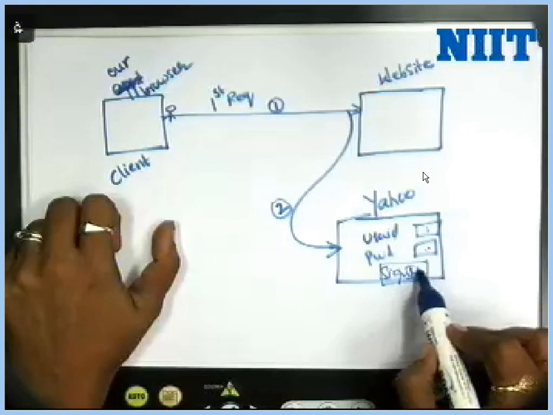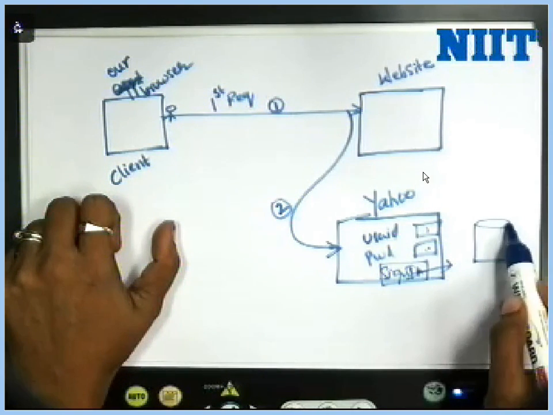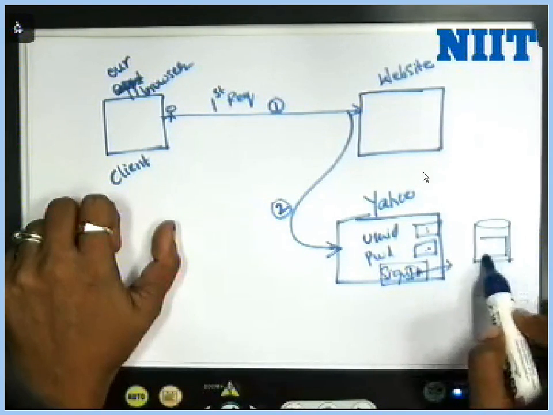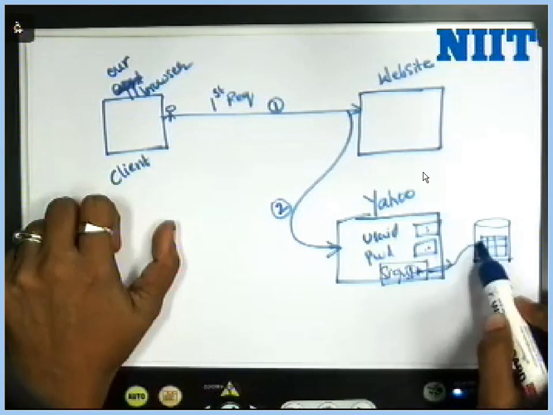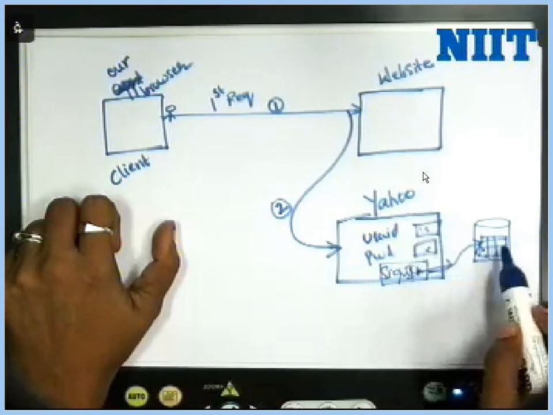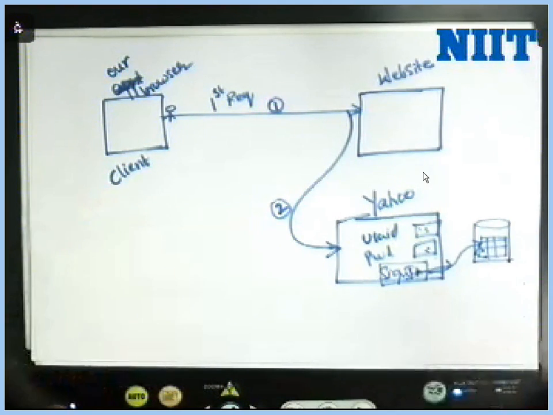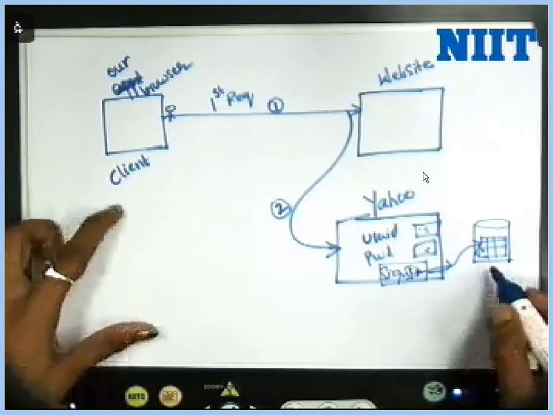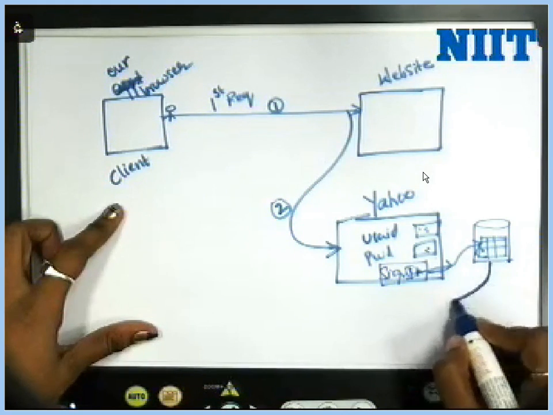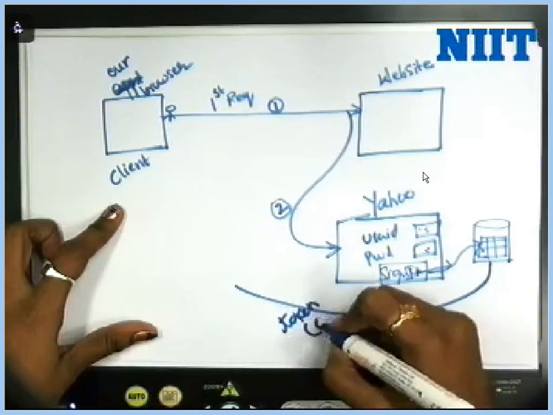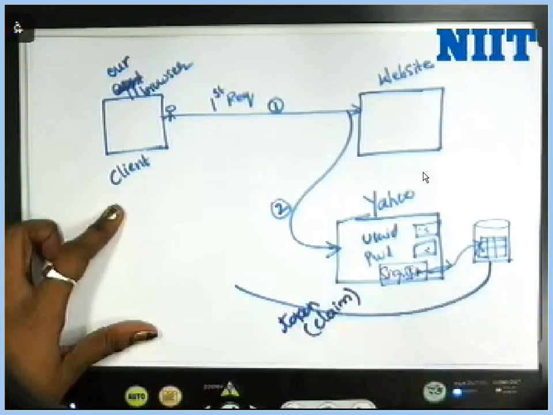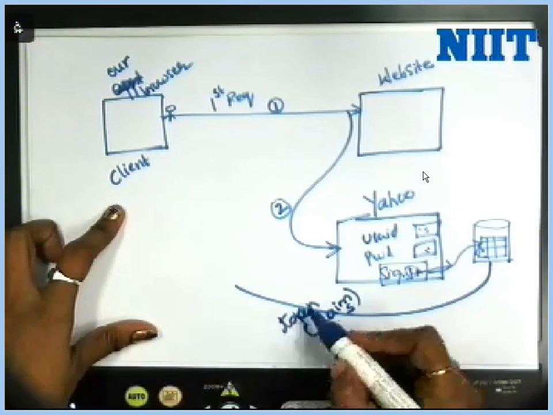That's it. When you click on that, this is the Yahoo database with user IDs and passwords. So it will check whether the user ID and password are correct or not. It will go and check whatever credentials you have entered. If it is okay, it will create one token. In case everything is okay, one token it will create, which is also called claims. Claims means what? I will show you in a practical.